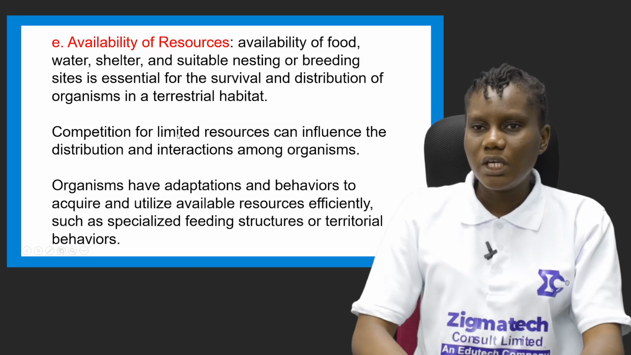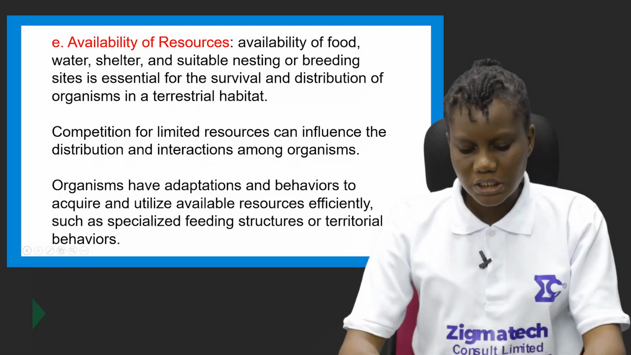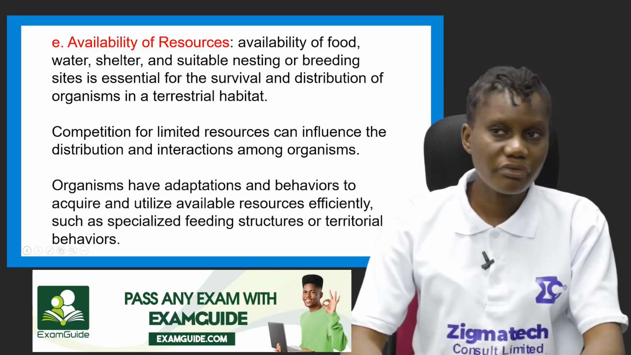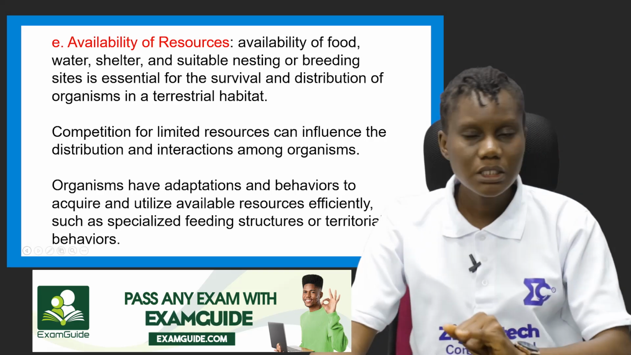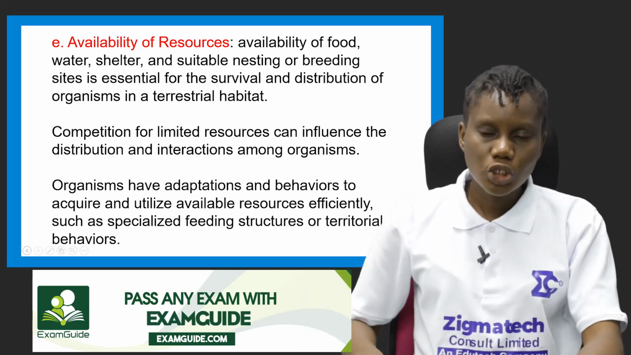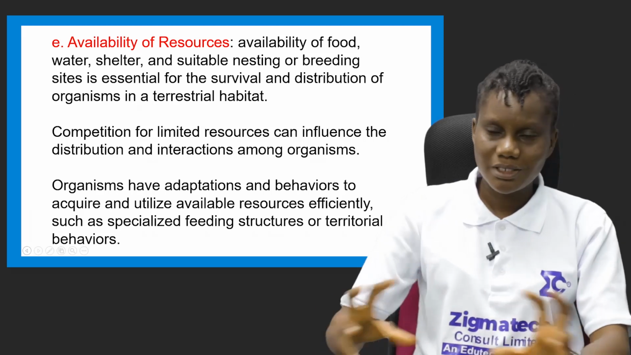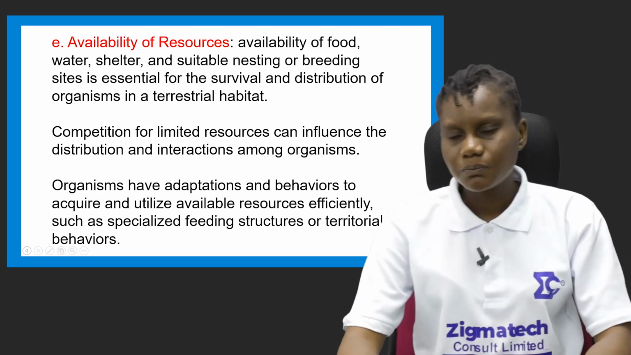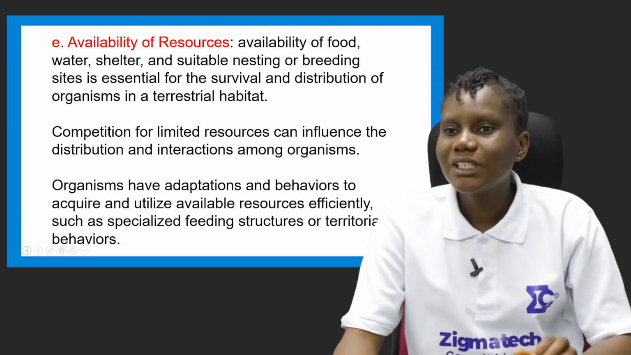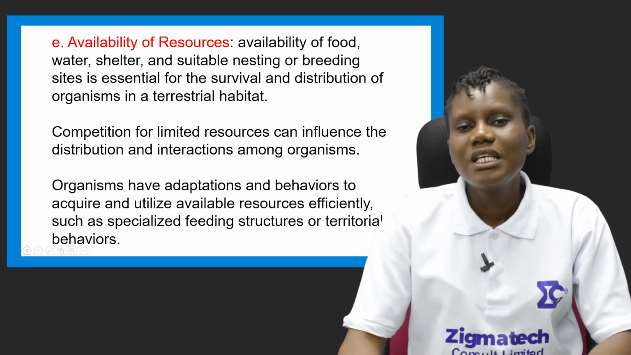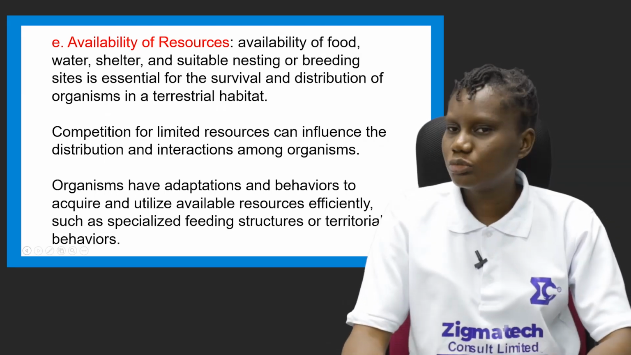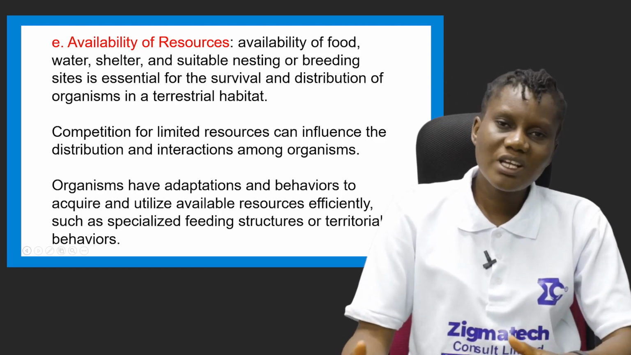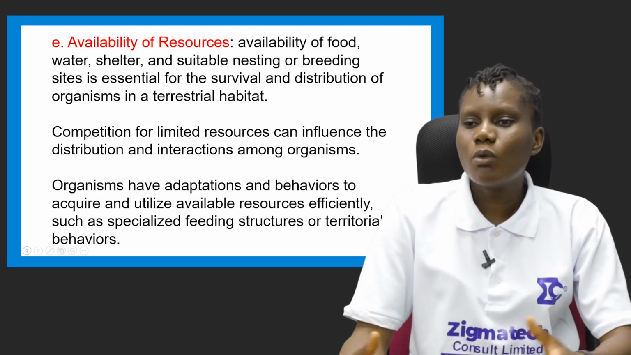And the last we have here is availability of resources, which also affects terrestrial habitats. We started from climate, moved on to soil composition, then topography, then disturbances, whether natural or human caused. And now we're looking at availability of resources. Availability of food, water, shelter, and suitable nesting or breeding sites is essential for the survival and distribution of organisms in a terrestrial habitat. Competition for limited resources can influence the distribution and interactions among organisms.